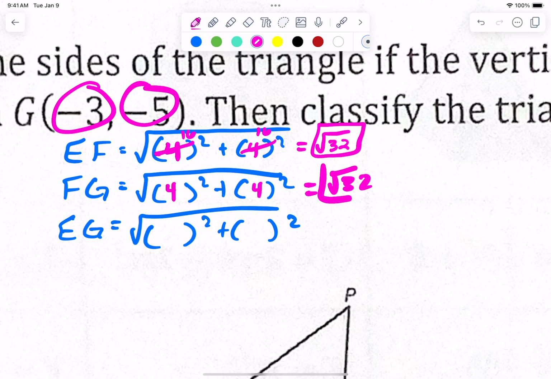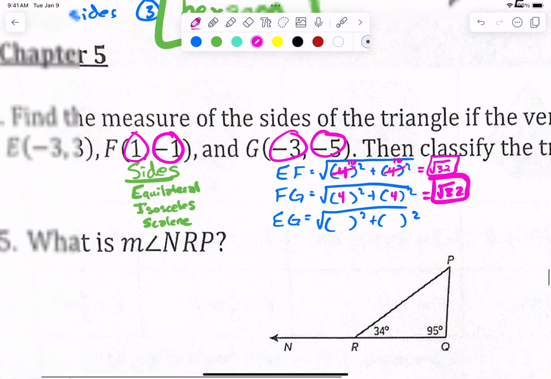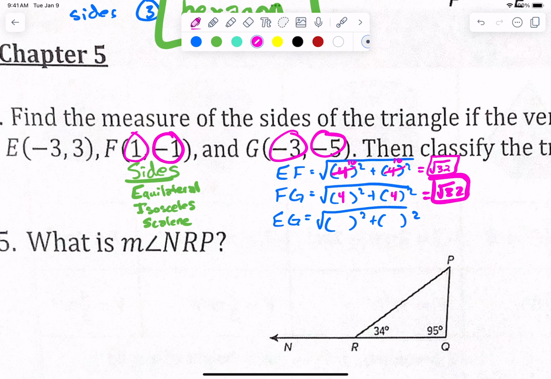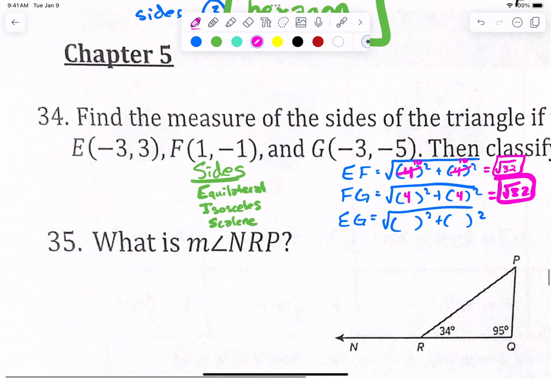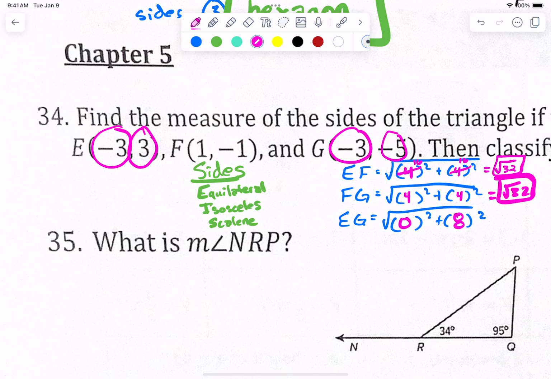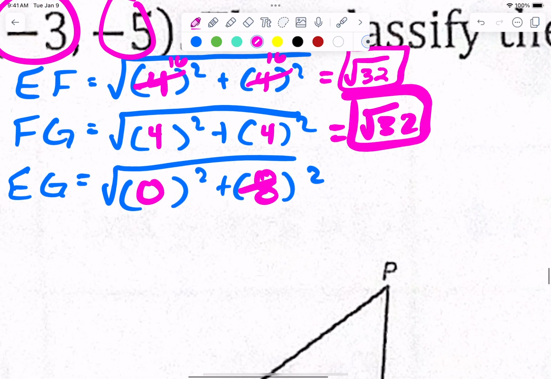So, at this point, what is he not? Scaling. He's not scaling. We know he's at least isosceles, right? Let's figure out what he is. So, from E to G is -3 to -3. It's not looking good. -3 to -3 is 0. What about from 3 to -5? 8. Okay, 0 squared is 0, 8 squared is 64, and the square root of 64 is 8.